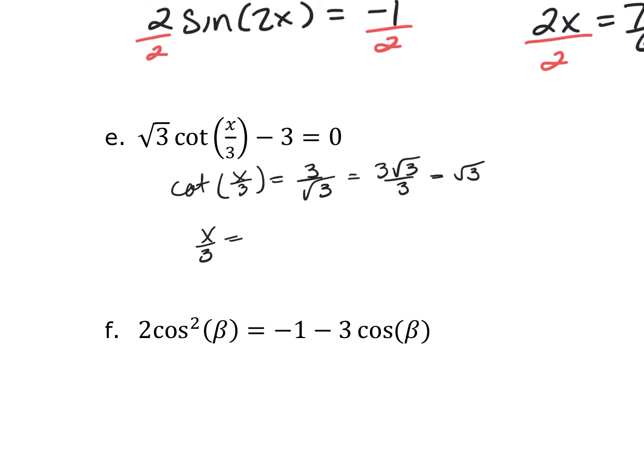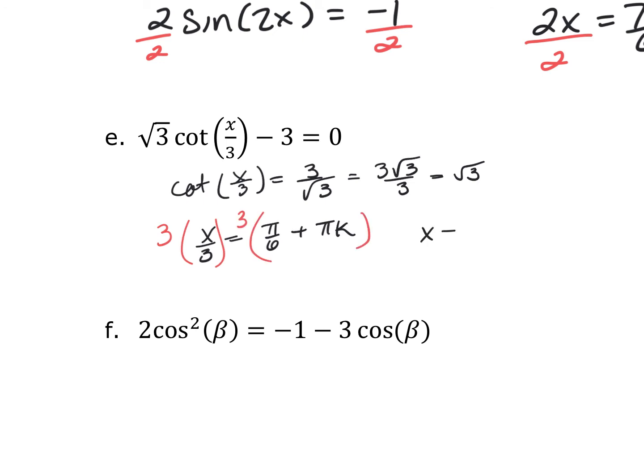Now the reason I do that is because I know that the tangent of an angle is the square root of 3 when I'm at pi over 3. That means the cotangent must be true when I have pi over 6 plus pi k. So in other words, 30 degrees. As before, I'm going to multiply everything by 3.